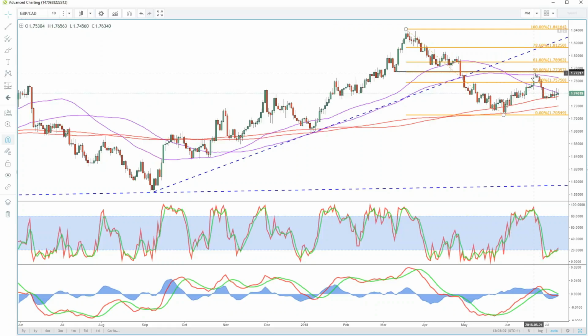Now a rotation off the 50 fib is technically a lovely little rebound, but what we want to see next is a break of this kind of 172, 173 level. The 200-day simple moving average is where we found support initially, and I think a break of these two moving averages would be a lovely bearish signal to the downside.